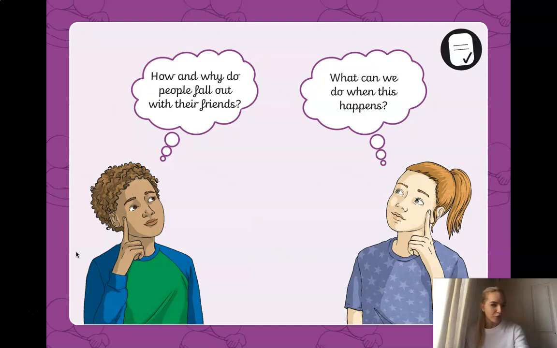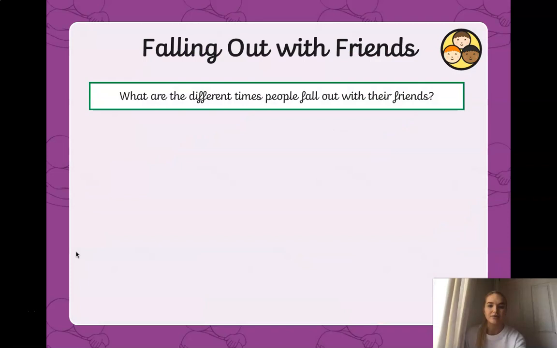Okay, hopefully you've thought of lots of ideas there. You might fall out with your friends when you have a disagreement. You might fall out with your friends when you don't want to share something with them, or when you might be in a bit of a bad mood yourself. Now we're going to explore today what we can do when this happens.